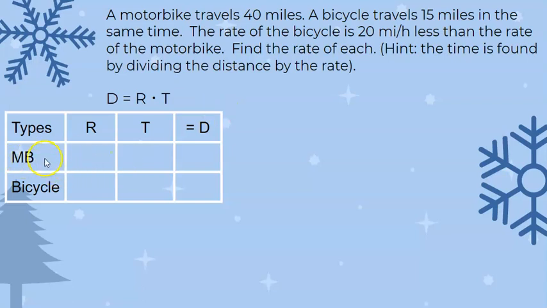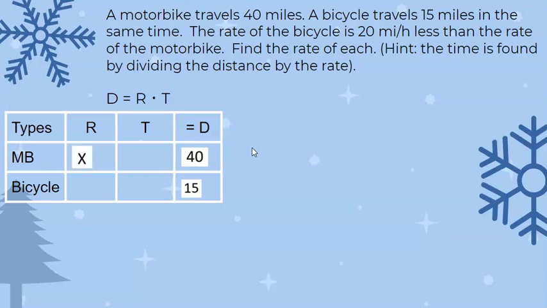And so we have a line for our motorcycle and a line for our bicycle. And we have the rate, the time, and then we know it will equal the distance if I multiply rate times time. So I'm just setting all of those pieces of information into a chart. So the motorcycle was traveling at a distance of 40 miles, and the bicycle was going 15 miles. And they went this in the same amount of time, but we did not know their rates.